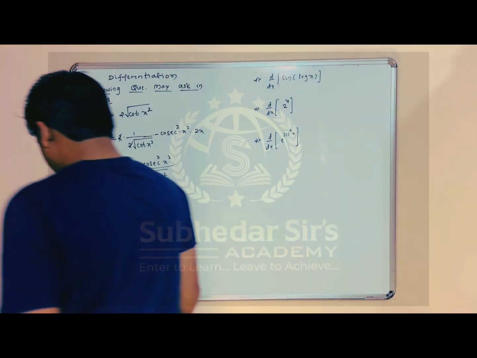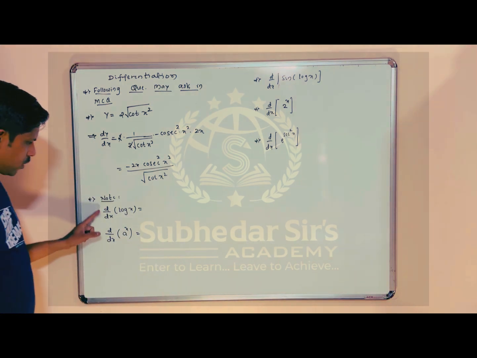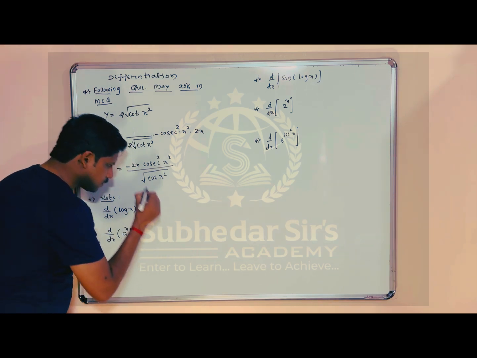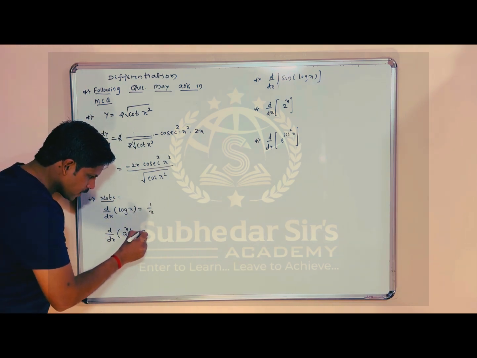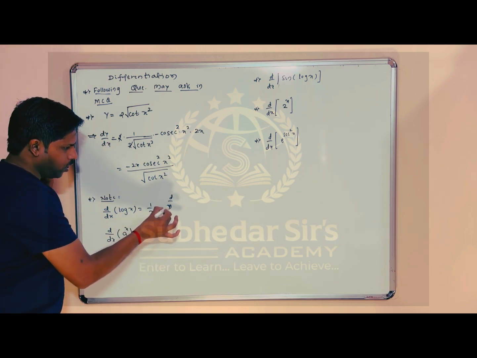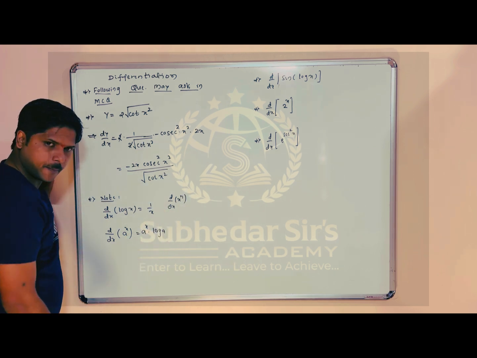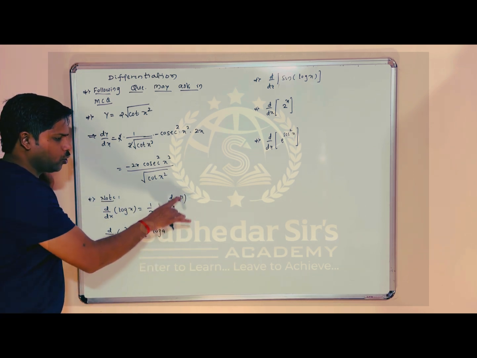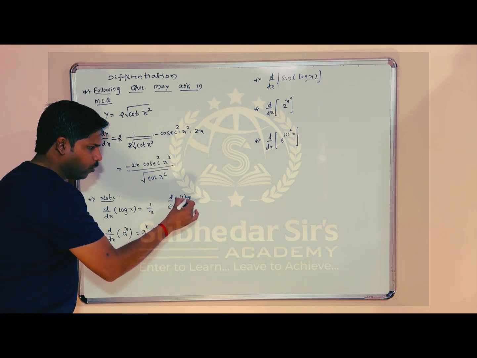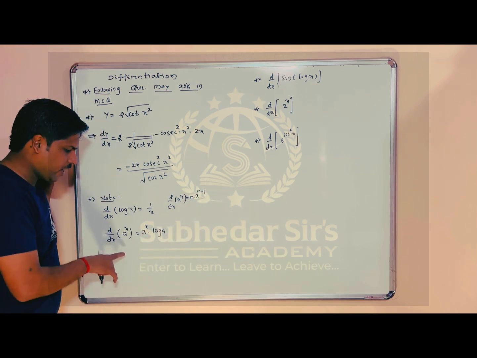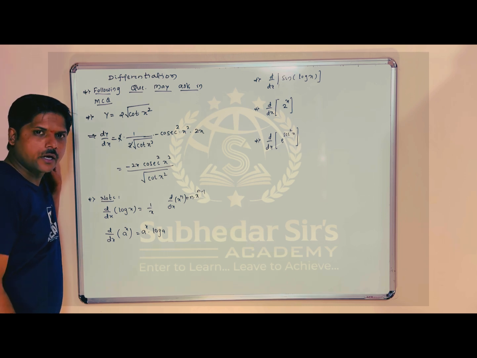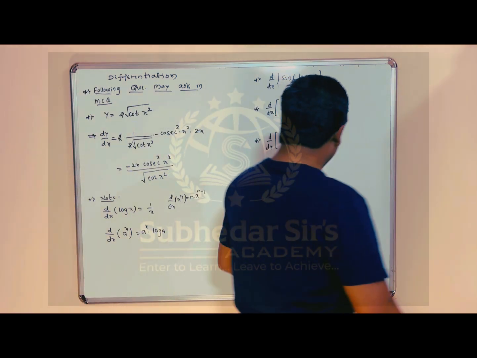So note, I am going to write two more formulas: d by dx of log x and d by dx of a to the power x. Differentiation of log x is 1 by x, and differentiation of a to the power x is a to the power x into log a. See here, d by dx of x to the power n is different from a to the power x. One is function to the power constant, the other is constant to the power function. Both are different. Here we have the formula n into x to the power n minus 1, but here we have a to the power x into log a, where a is any constant. So here, consider an example.